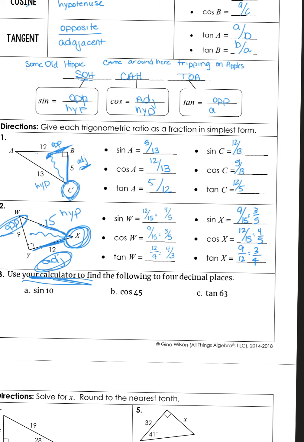But when you put that in and you round to 4 decimal places, you should get 0.1736. Cosine 45 should give you 0.7071. And tan 63 should give you 1.9626. I do suggest that you play with the calculator and figure out how you put that in to get those answers so that you'll be able to continue on with us as we keep going.